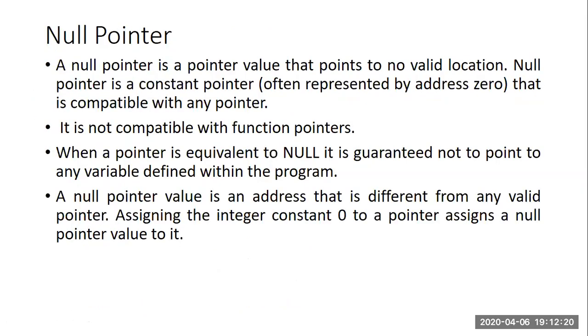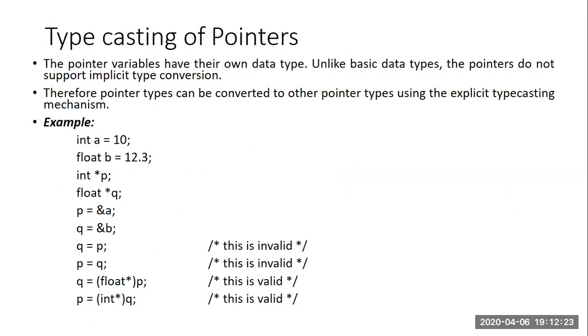But if I write q equal to p, this is not valid in C. And p equal to q, this is also not valid, because C does not support this implicit typecasting mechanism for pointer variables.